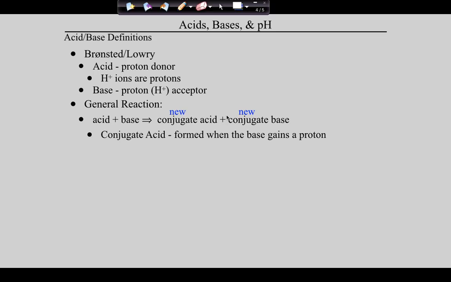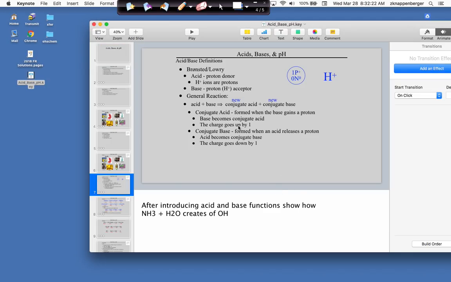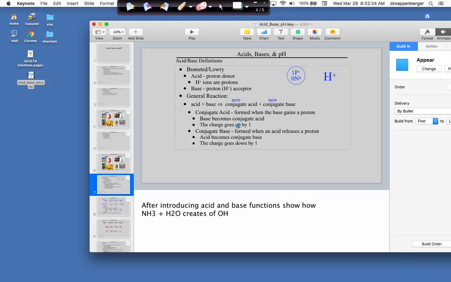So guys, let me define them for you. What is a conjugate acid? A conjugate acid is the thing that is formed when the base gains a proton. So bottom line is this: the base becomes the conjugate acid, and when it does, its charge goes up by 1. And I know that went really fast, but I'm pausing to let you catch up.